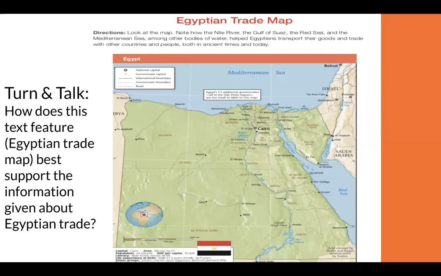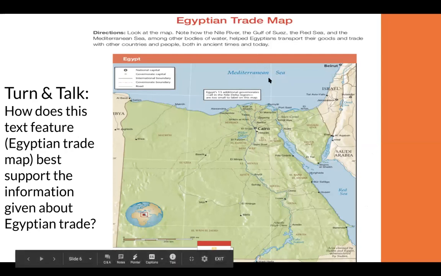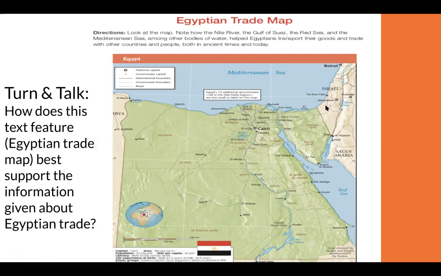Let's look at the map. Note how the Nile River, the Gulf of Suez, the Red Sea, and the Mediterranean Sea, among other bodies of water, helped Egyptians transport their goods and trade with other countries and people, both in ancient times and today. So if we look closely, we can see the Mediterranean Sea, we see the Nile River here, we see the Red Sea, we see a lake down here, and we see the Gulf here.